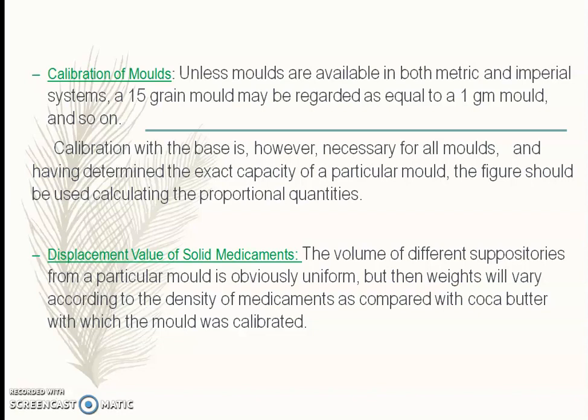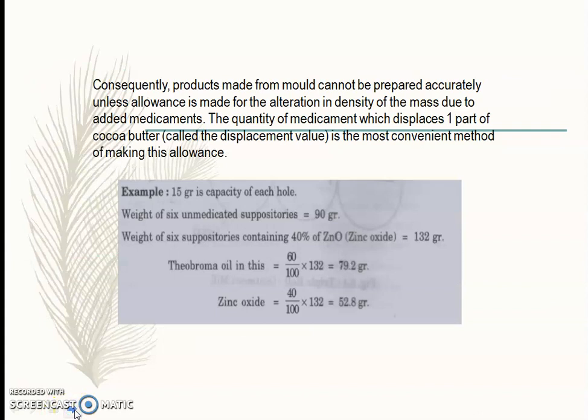Then, displacement value of solid medicament. The volume of different suppositories from a particular mold is obviously uniform, but the weights will vary according to the density of the medicament as compared with cocoa butter, with which the mold was calibrated. Consequently, products made from the mold cannot be prepared accurately unless allowance is made for the alteration in density of the mass due to added medicament. The quantity of medicament which displaces one part of cocoa butter, called the displacement value, is the most convenient method of making this allowance.